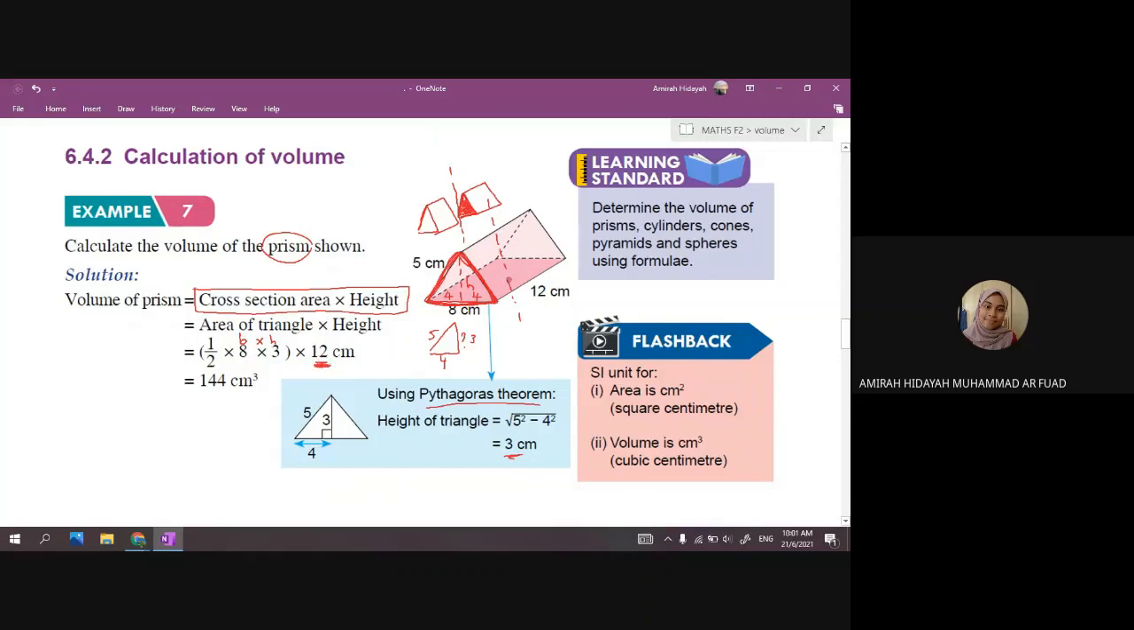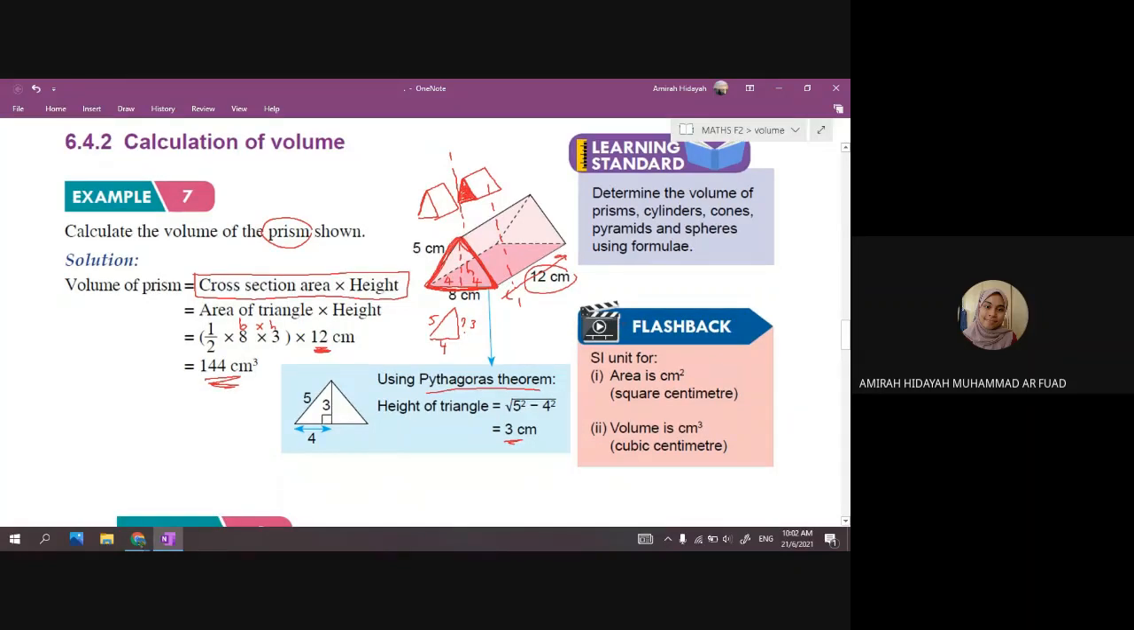Sebab prism ni dia duduk secara horizontal. Kalau kamu jadikan dia vertical, height dia sebenarnya adalah 12 cm ni lah. Ni panjang ni. So dapatlah jawapan dia 144 cm cubic. Okay. So untuk prism kamu kena tahulah cross section area dia yang mana, then times dengan height. Remember cross section yang bentuk triangle ni hanyalah untuk triangular prism.